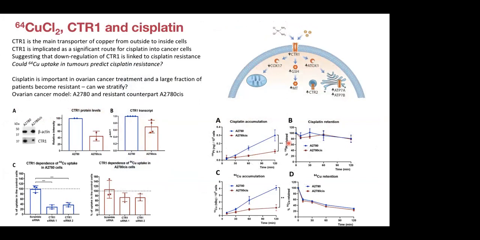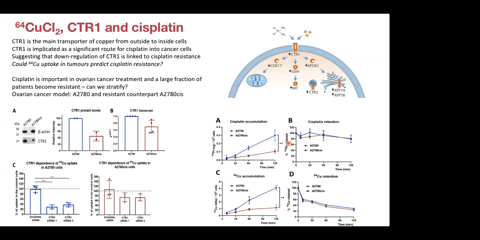Staying with cancer again, we've begun to use this idea of PET imaging to explore sensitivity to drugs like cisplatin, drawing the link between copper-64 and cisplatin through the transporter CTR1, which is the main transporter of copper from the outside to the inside of cells. CTR1 has been implicated in many publications over the years as a significant route into cells also for cisplatin, the anti-cancer drug, suggesting that one possible mechanism for cisplatin resistance is downregulation of CTR1.